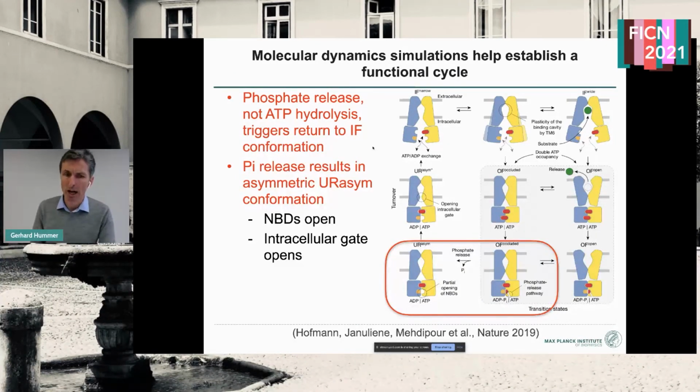And I don't have the time to go through this in detail, so I just want to highlight this last point that I already brought up, the importance of phosphate release, Pi release, as a driver of the conformational dynamics. And here it is driving the restoration of the inward-facing structure ready to take up substrate for the export of this ABC export system.